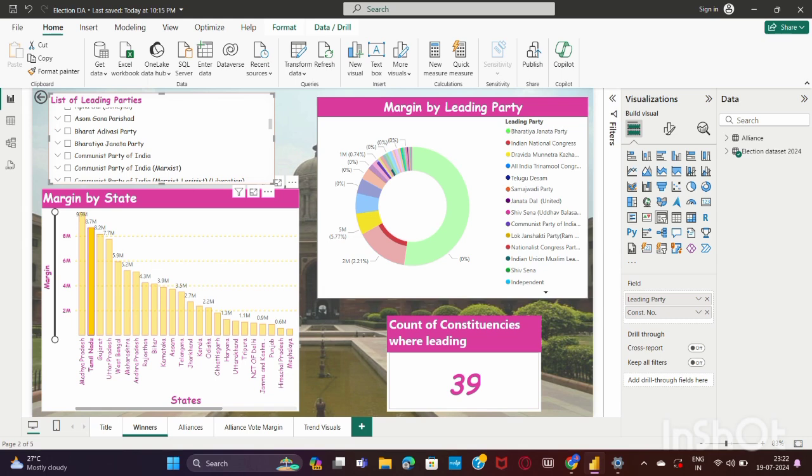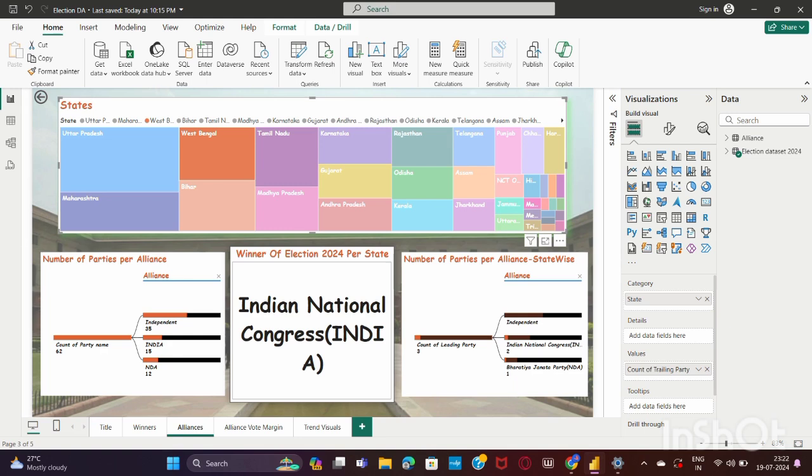Moving on to the alliances page, here we can see the total number of alliances present in the elections and the number of leading parties in each alliance overall and state-wise, along with the alliance name which won the corresponding state. For example, we have 62 parties contesting in the elections, where 12 are in alliance with NDA, 15 in INDIA, and the rest are independent parties.